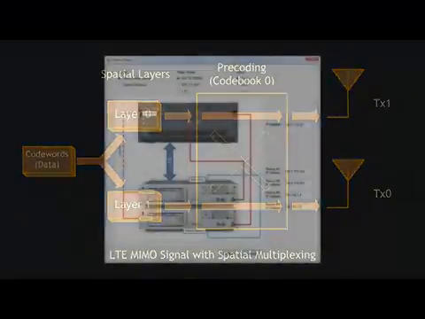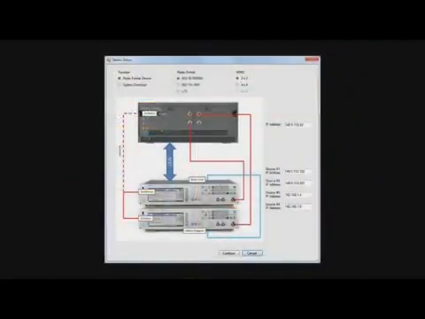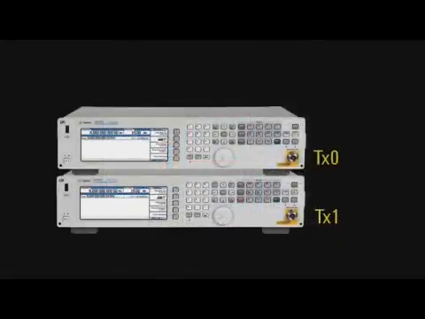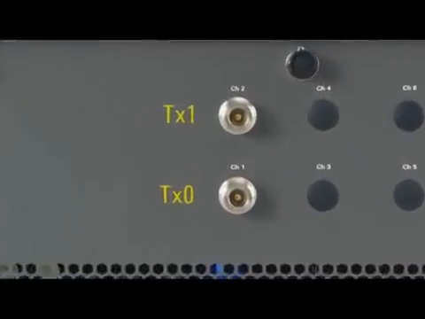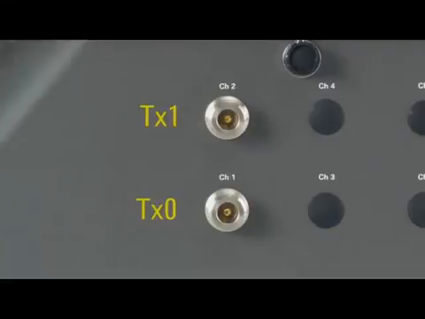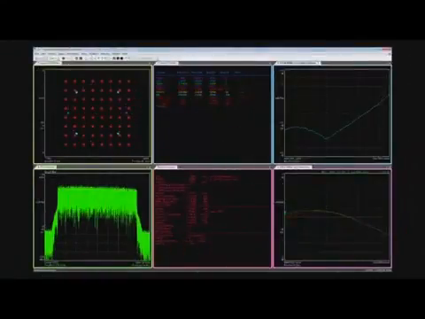The custom demo software loads each signal generator with the waveform that would appear at one transmit antenna. These signals are connected to the two input channels of the N7100, then decoded and analyzed by the 89600 software.